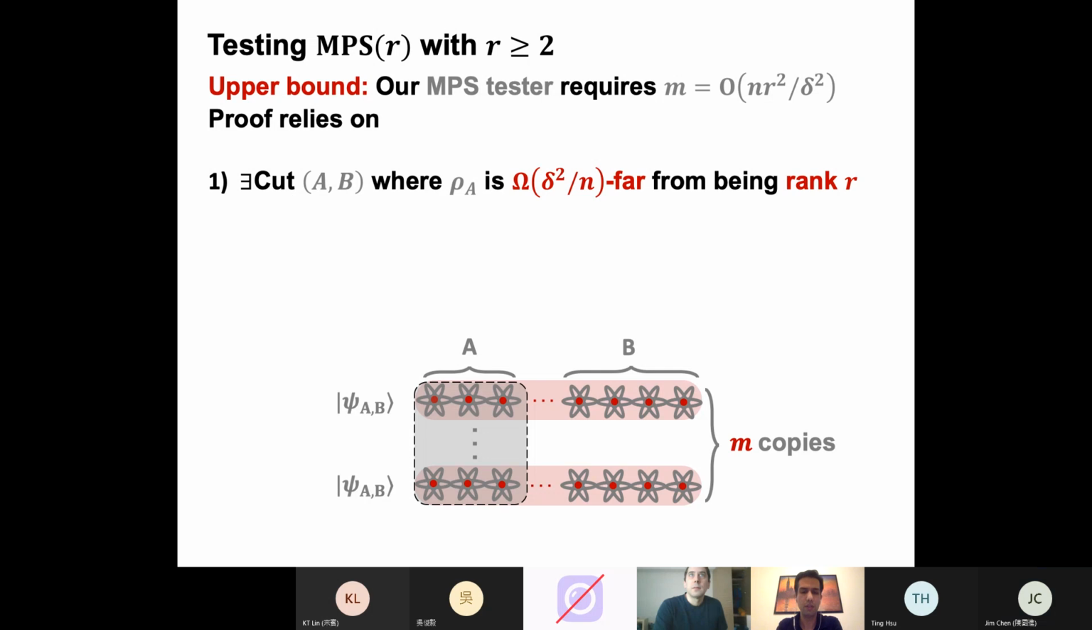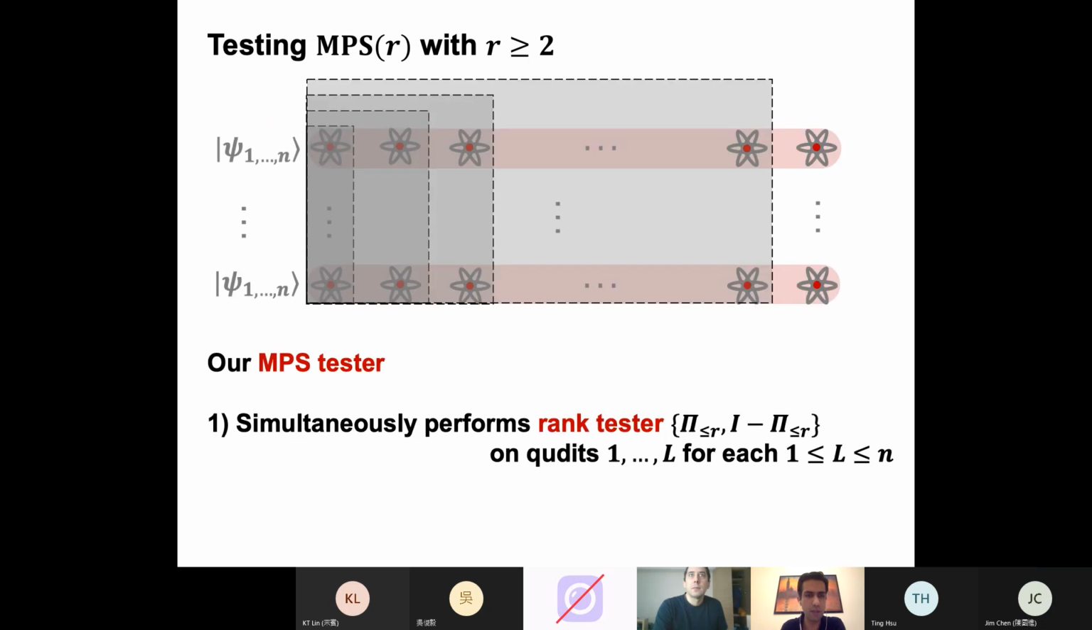Right. So what do we want to do? We want to show that if the state is far from being MPS with bond dimension R, then the rank testers that we perform, so we are performing multiple rank testers as shown in this slide, will reject. So what we want to show is that one of these rank testers will reject. So when do they reject? When they detect a rank more than what we ask them, right?